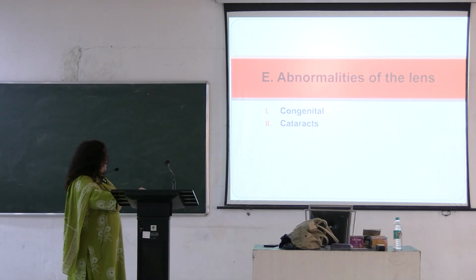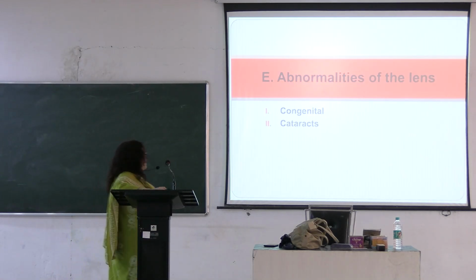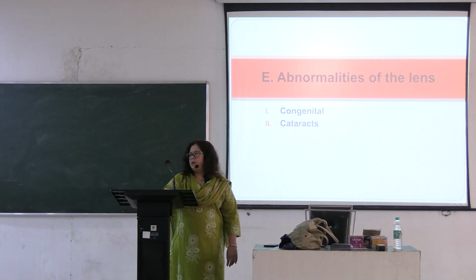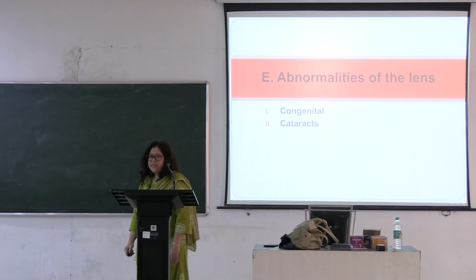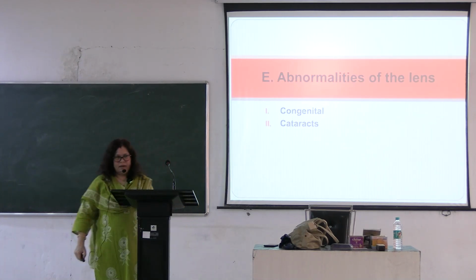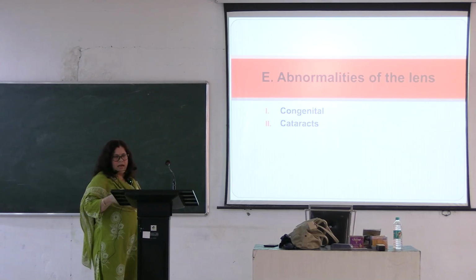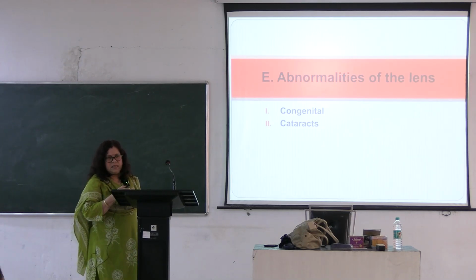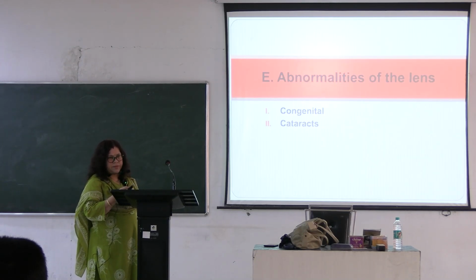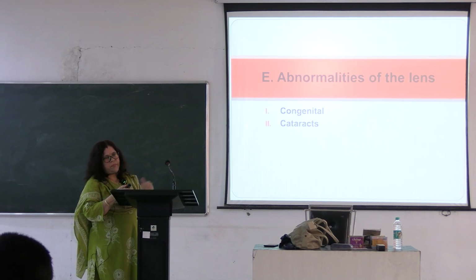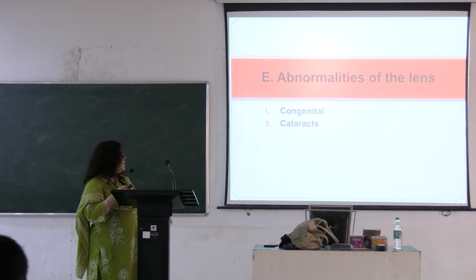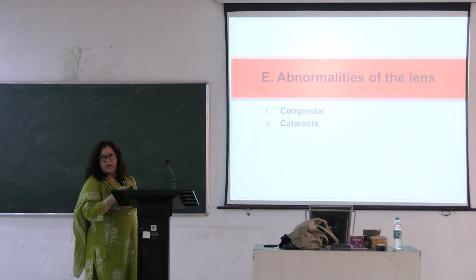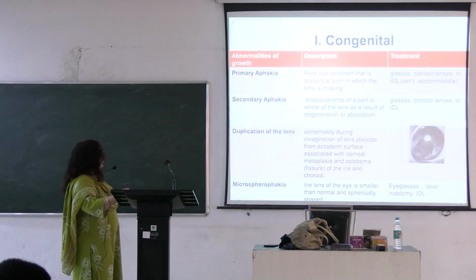And abnormality of the lens. Abnormality of the lens means there are some congenital abnormalities and some acquired anomalies. Congenital means present since birth, when a child is delivered, and acquired anomalies occur after birth. So, congenital anomalies.